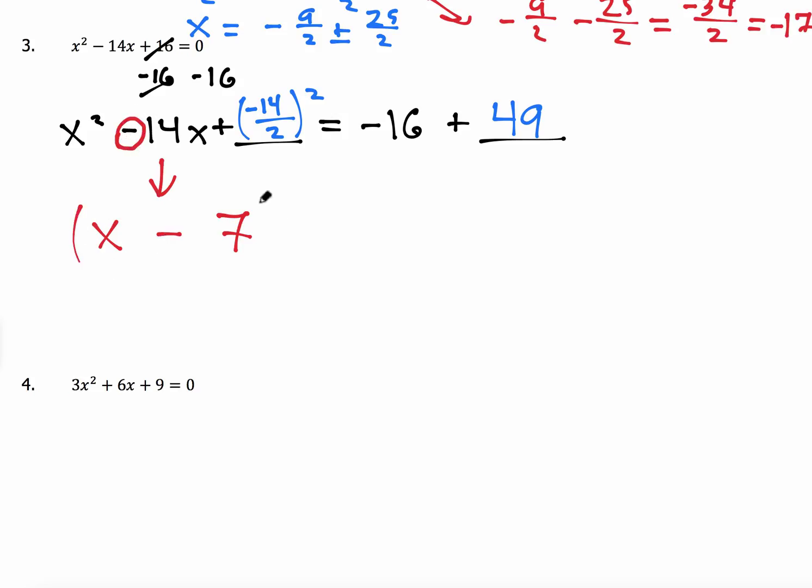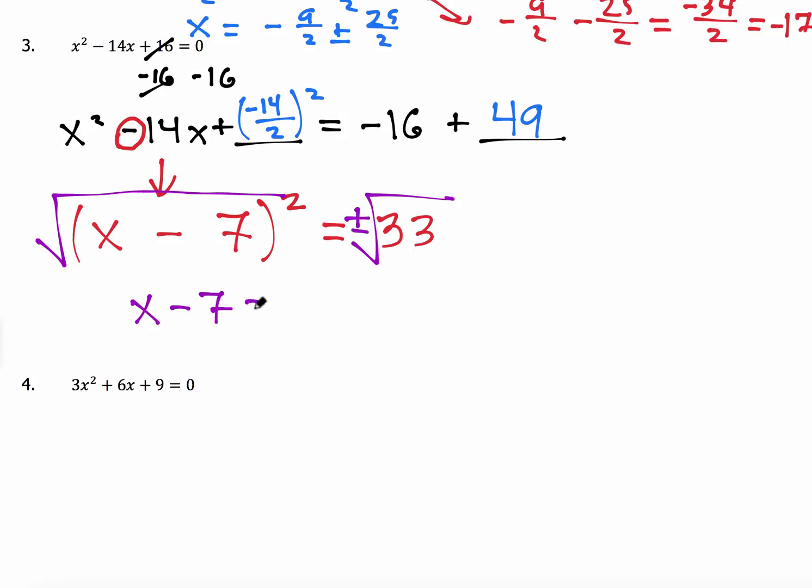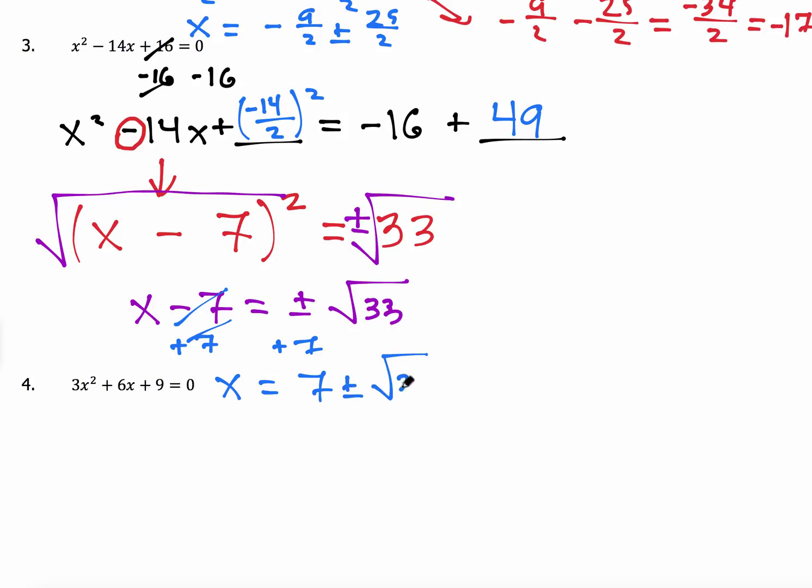This is x minus 7 quantity squared, and that equals negative 16 plus 49, which is 33. So x minus 7 quantity squared equals 33. I can now take the square root of both sides. So I get x minus 7 equals plus or minus the square root of 33. And then to solve for x, we just add 7 to both sides. So that gives me x equals 7 plus or minus the square root of 33.